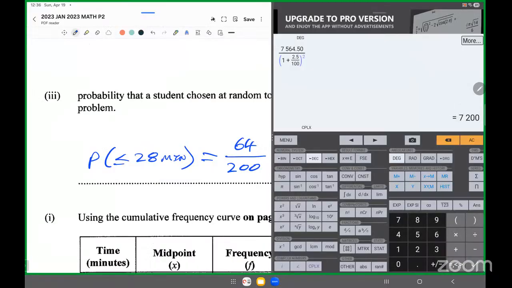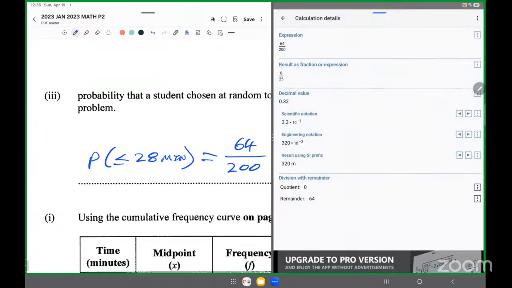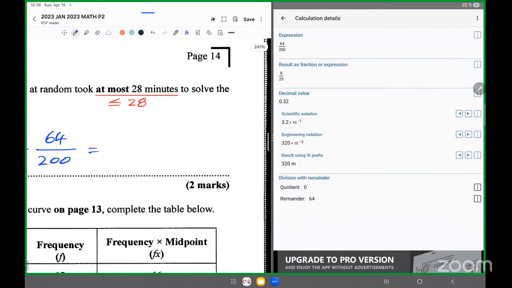What are we doing to this? 64 over 200 is what? 64 over 200 is 0.32. The simple fraction is 8 over 25.